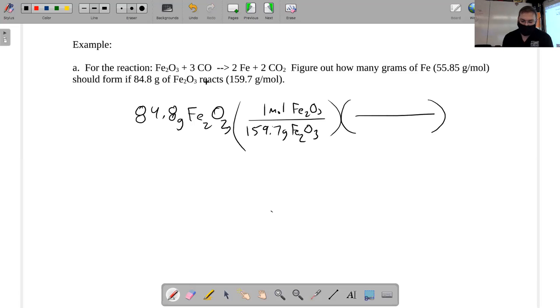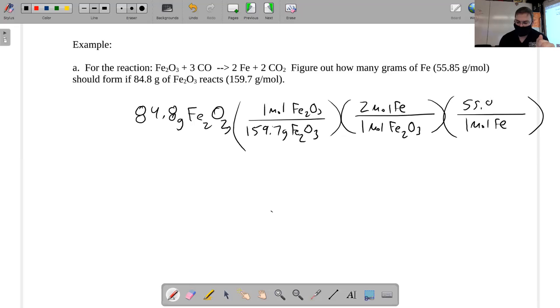The mole ratio, we got to get from iron oxide into iron. And this equation's already balanced. You can double check it. But for every 1 mole of iron oxide, you get 2 moles of iron. The mole ratio from the coefficients in the equation, for 1 iron oxide, you get 2 irons. And then finally, for every 1 mole of iron, the mass is 55.85 grams. So it's 84.8 divided by 159.7 times 2 times 55.85. You always multiply by things in the numerator, divide by things in the denominator. Times 55.85.